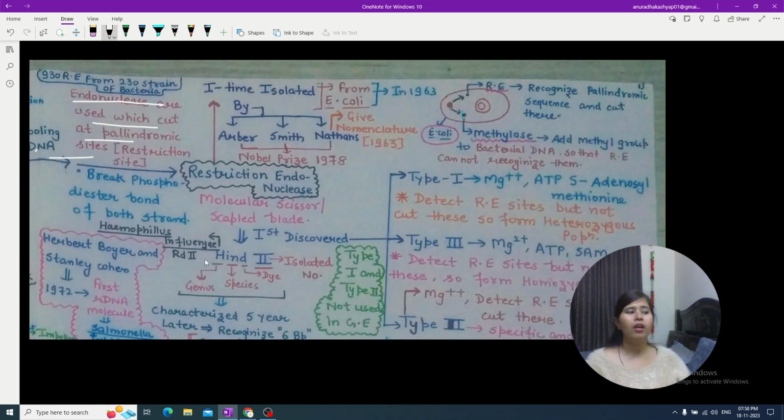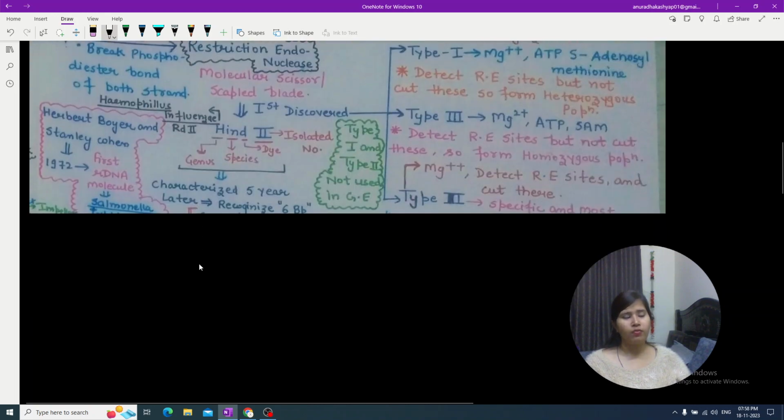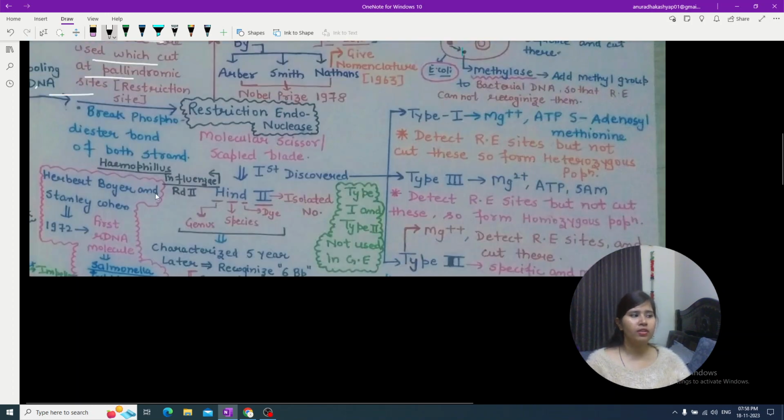The first discovered restriction endonuclease was Hind II. When we talk about the nomenclature, the first letter represents the genus, the next two letters represent the species, the third represents the strain, and the fourth is the isolation order number, you can say order number, strain number or lab number. For example, Haemophilus influenzae Rd, Hind II. Now, how do restriction endonucleases work? They break the phosphodiester bond of both strands and make a specific cut there.